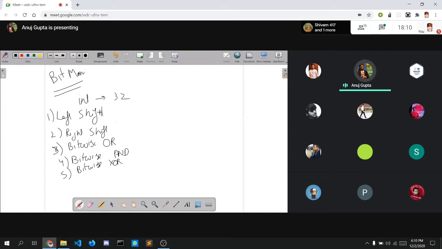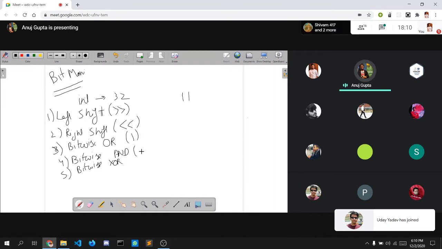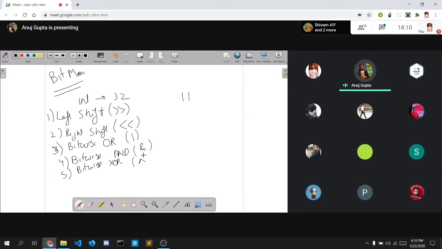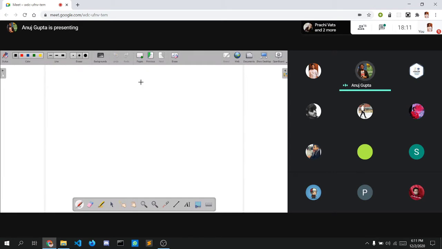Talking about their symbolic representation, left shift is denoted by the symbol which you use for cin, so it's the same as cin, and right shift is denoted by this symbol. Bitwise OR is denoted by a single pipe; when you talk about conditional OR, you use a double pipe. This is called the pipe operator. Bitwise AND is a single ampersand, and bitwise XOR has this XOR operator.